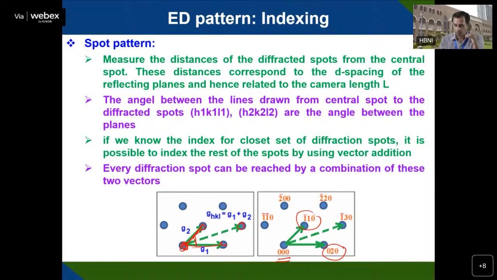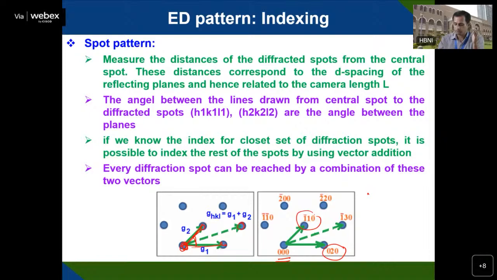If you are able to index these two planes, then it will be possible to index the higher orders, or the next plane, you can calculate by just the summation: G HKL is equal to G1 plus G2. Each diffraction spot can be reached by a combination of these two vectors. You'll be able to get the whole pattern and identify it.